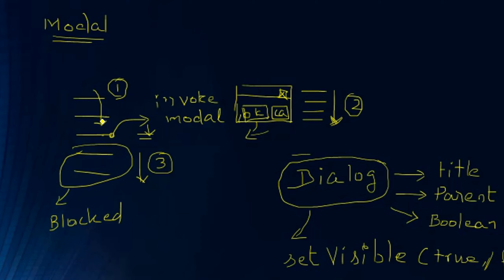So the code executes here, then control is transferred to the modal dialog, then the code that is related to the modal dialog will be executed. So the focus will not be given back until the user clicks OK or cancel. Once the user clicks OK or cancel, then we can gain control back here in the parent container code. Now let us see how modeless works.